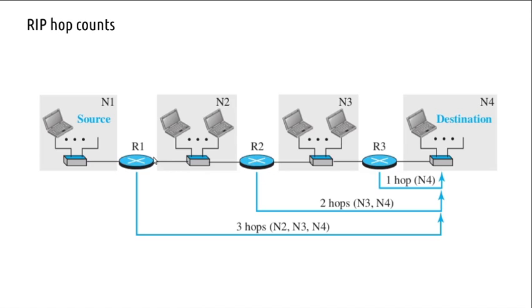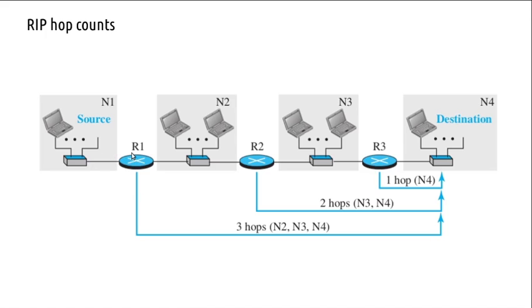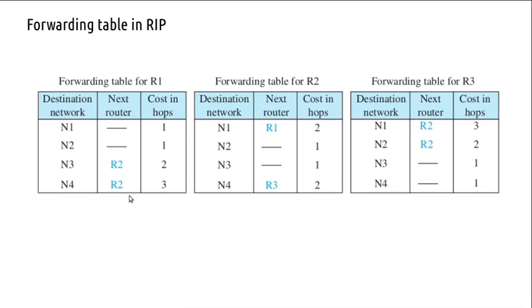To reach N3, the next router is R2, and the number of hops is 2. Then N4, to reach N4 there is 1 hop here, a second hop and a third hop, so 3 hops, via R2. So this is the forwarding table for router R1. Similarly for router R2 as well as R3. So each hop is assigned a unit cost in this example, right?